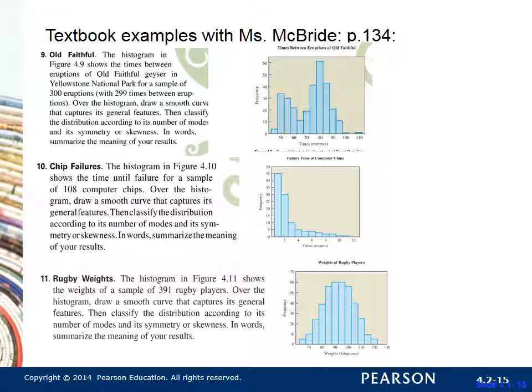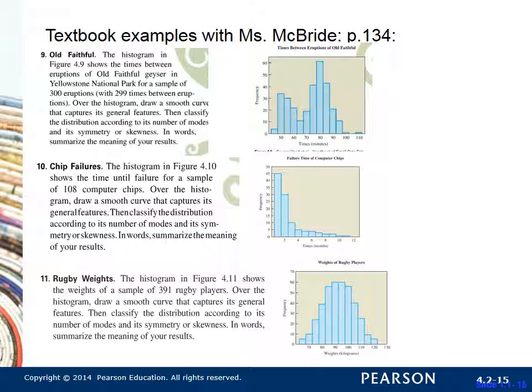So if we draw our smooth curve, this one is a beautiful right skew. So you see how it pulls the tail out to the right. It has one mode. I got one high mode, right skewed, and a moderate variation. It's not really spread all over the place, but it's not really tightly clumped either. All right, so that's number 10.